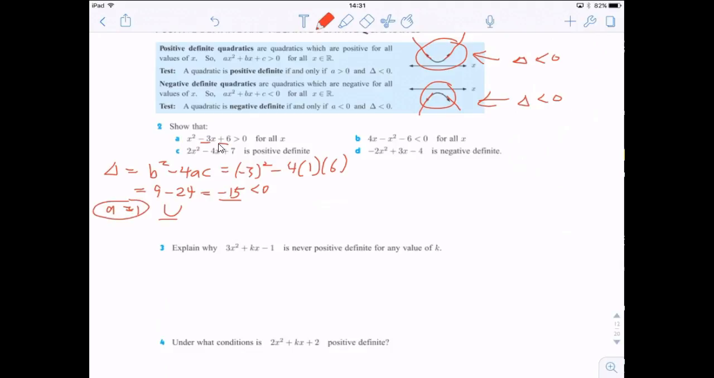The other way you could do it is you could plug in one value of x, like x equals 0, is often an easy one. If you put x equals 0 in here, you're going to get the c value, which is 6. So you're going to say at x equals 0, y equals 6. So you've already shown that one of the points is above the x-axis. Once you show that one of the points is above the x-axis and you know it never crosses, you know that all the points are above the x-axis. So you've just proven it there.